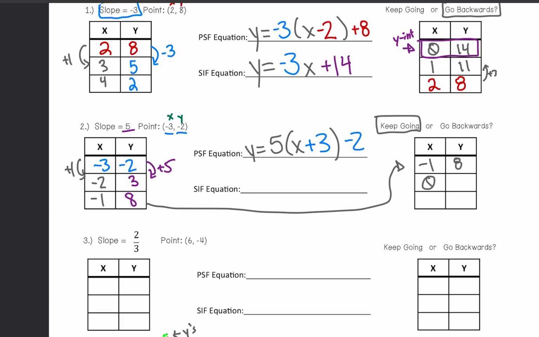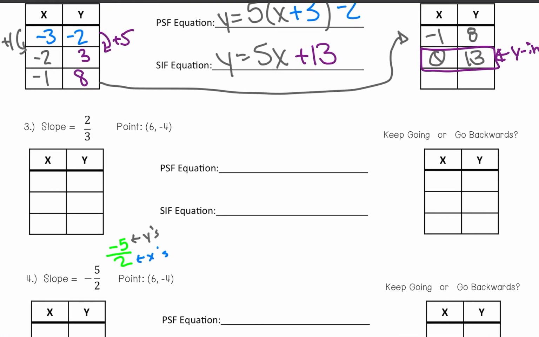And so underneath that we have 0, and we can actually stop there because this is the one we're looking for. We're looking for when x is 0. Add 5 to 8 again, and we get 13. So here is our y-intercept. So our equation is y = 5x + 13. Again, that slope stays the same when you write the slope-intercept form.